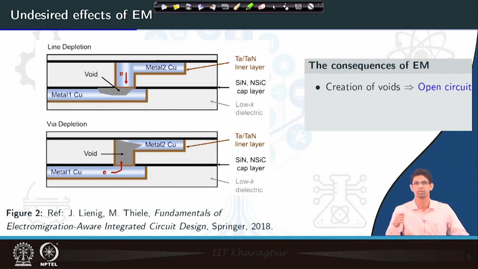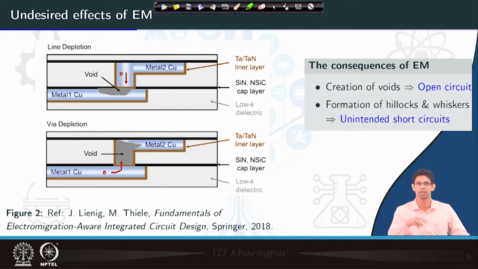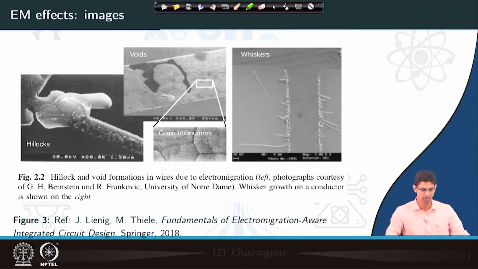Another consequence of this electromigration is formation of hillocks and whiskers, which results in unintended short circuits. So, there are two interconnects close by. In one place there is an erosion, so the cross sectional area reduces, the resistance increases, and current density also increases in that region. On the other hand, that eroded metal goes downstream. Downstream means over the interconnect, and towards the other side of the interconnect it gets deposited, resulting in the formation of sort of hills and whiskers. So, let us see some images.